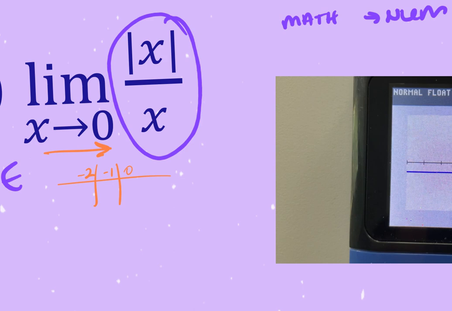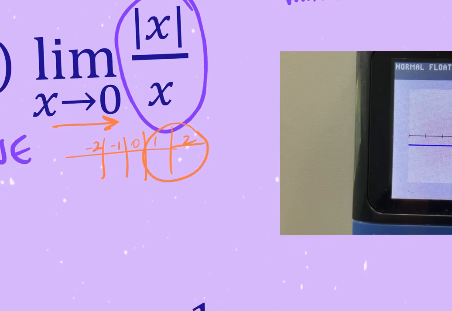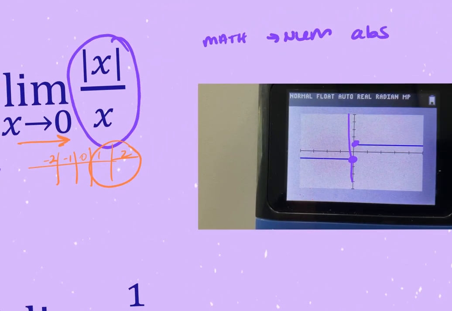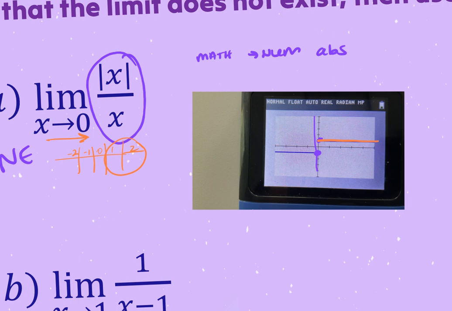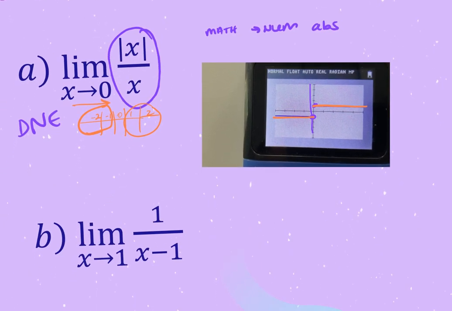The closer I get to 0, so if I did like -0.9, -0.09, as I get closer, the more accurate it's going to be. And then I would plug in like 1 and 2, and you would see that these values would all be at 1, like this. And these values would all be at -1. So as you approached 0, they would be different, which leads you to does not exist.